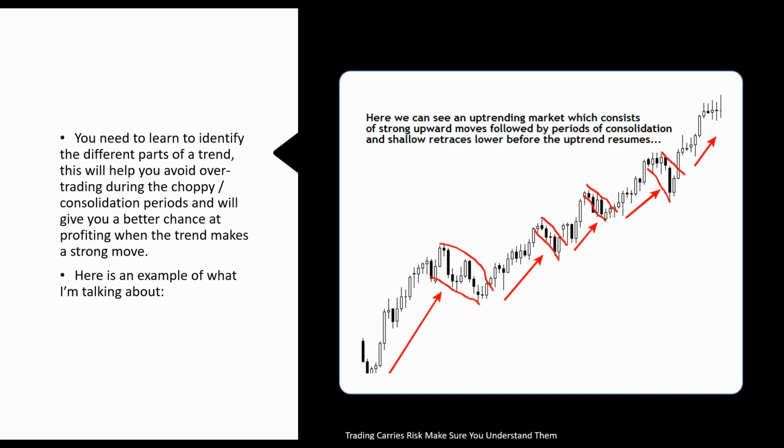Other side is you can use trailing stop losses. But first you need to identify the different parts of a trend, and this will help you avoid overtrading during choppy or consolidation periods. It will help give you a chance of profiting when the trend makes a small move. So here we can see we have the push and ease, push and ease.